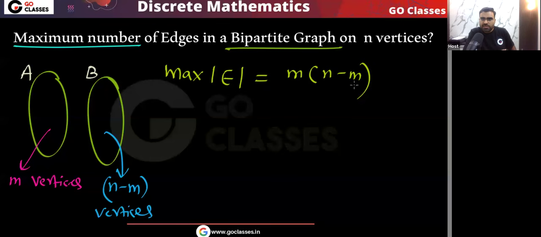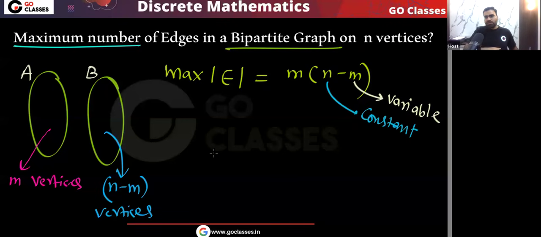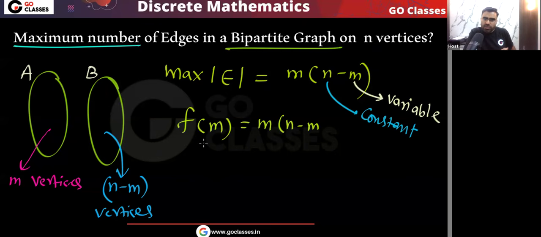Yes or no? Is this clear? So remember, this m is the variable. Do you agree? m is the variable because this n value is fixed, it is constant, not a variable. For example, on 10 vertices, on 20 vertices. So n is the constant, but m is the variable. So I can say this is a function of which variable? This is a function of variable m, because n is already constant.